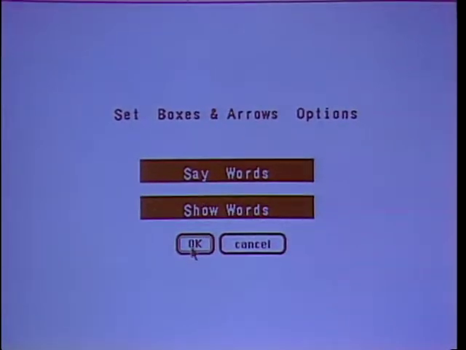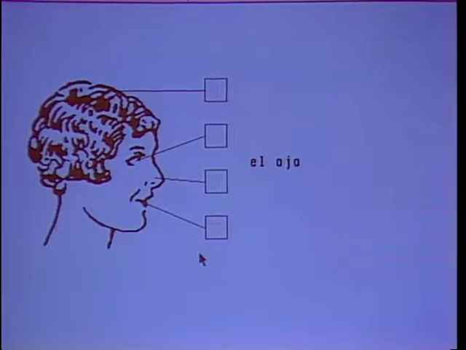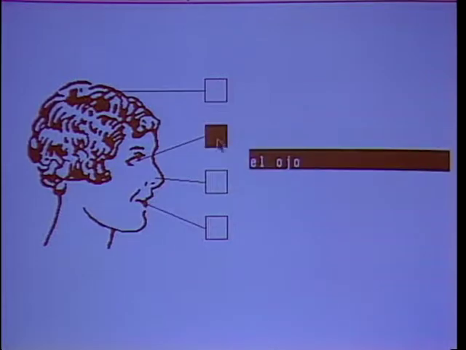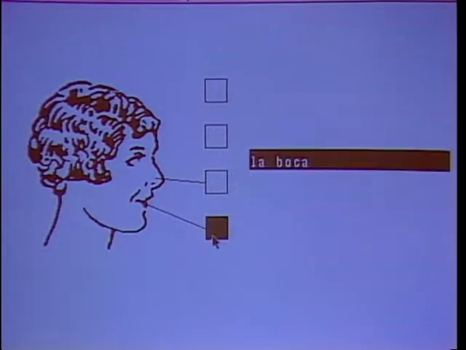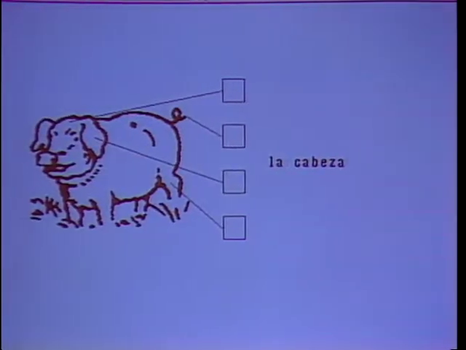You have options. You may, in fact, want to not hear the speech at some point. And so it says, what word is that? And if you do it wrong, it'll repeat it. And it says, oh, it really wants to be the eye. El pelo, la boca, la nariz. So you can go from the picture to the words or the words to the pictures. Correct.